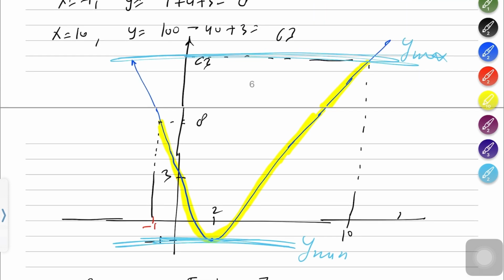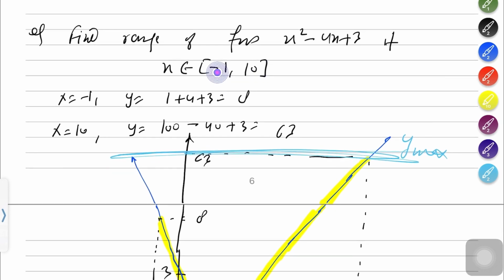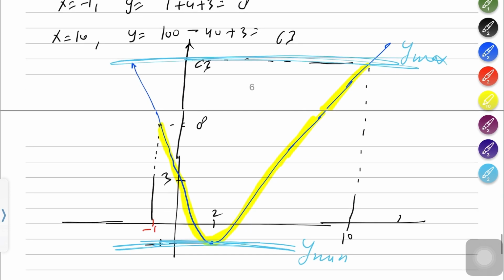So don't think that, sometimes people think, okay, it is from minus 1 to 10, so the minimum value of the range will be minus 1 and the maximum value of the range will be at x equal to 10. No, you have to draw the graph and see what is happening.